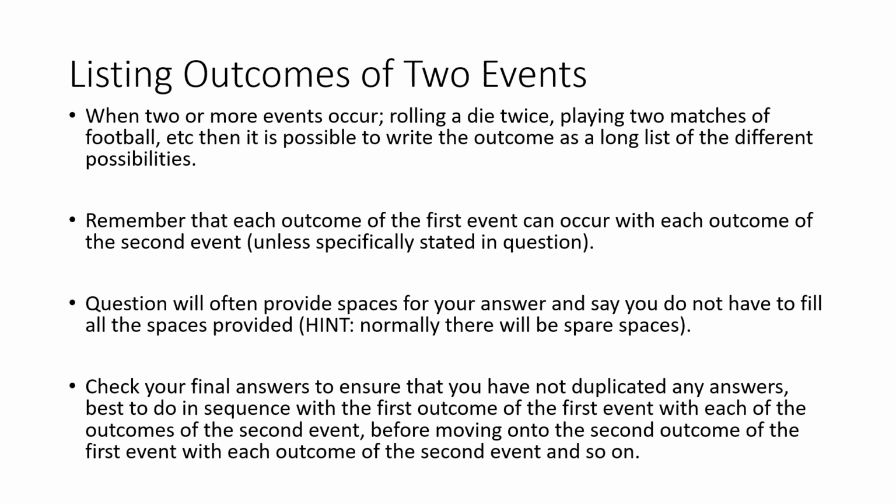So, listing the outcomes of two events. When two or more events occur, e.g. rolling a die twice or playing two matches of football, then it's possible to write the outcomes as a long list of the different possibilities of what could occur. Remember that each outcome of the first event can occur with each of the outcomes of the second event, unless you are specifically told in the question that they can't.